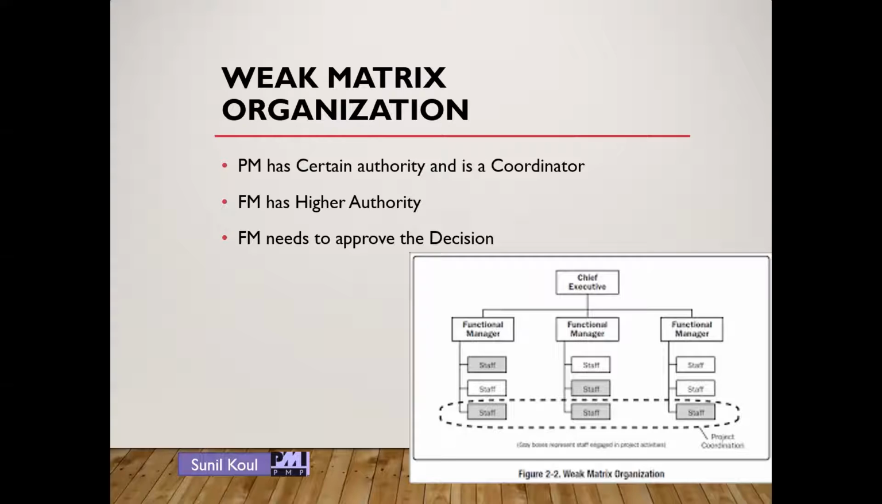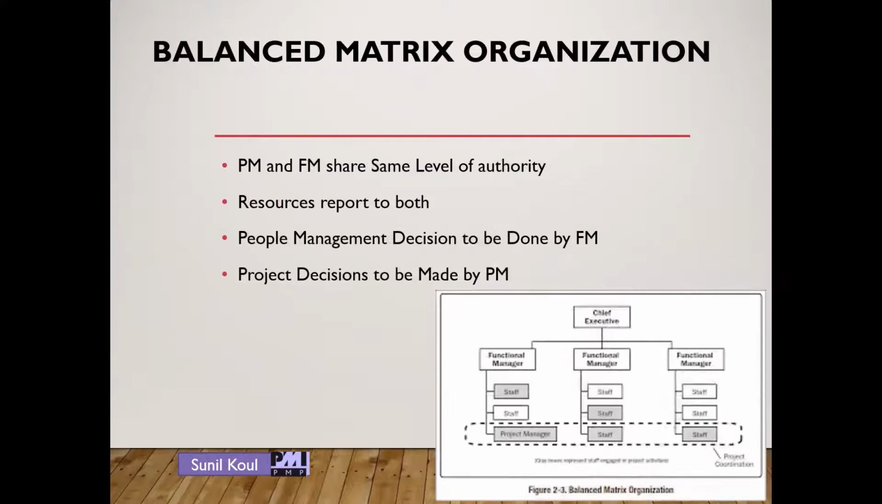Okay. Then coming to the balanced one, balanced matrix organization. Balanced matrix organization is a balance between the two. That is, the PM and FM share the same level of authority. So the resources report to both of them. All the people management decisions are to be made by the FM, that is the functional manager, and the project decisions are to be made by the project manager.